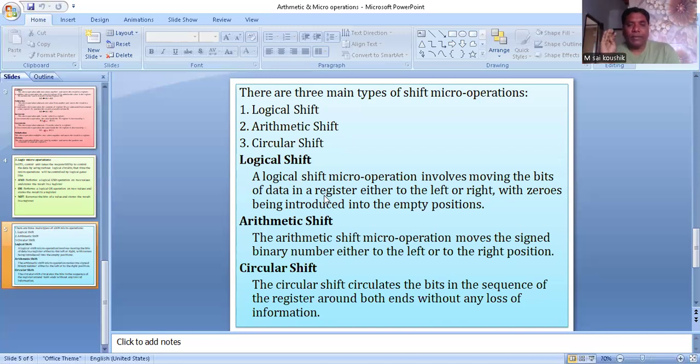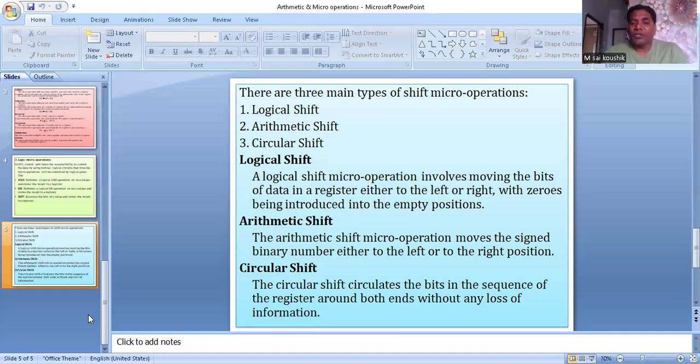Bits of data in a register, either to the left or right, with zeros being introduced in the empty position. When I take input 0, you always get 0 values. That is, the 0 is called the empty position.